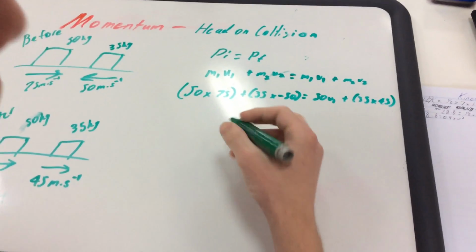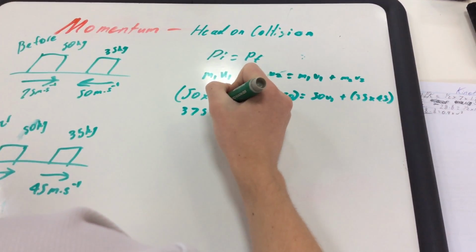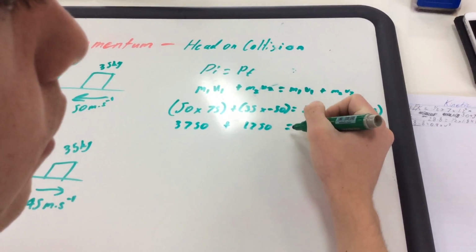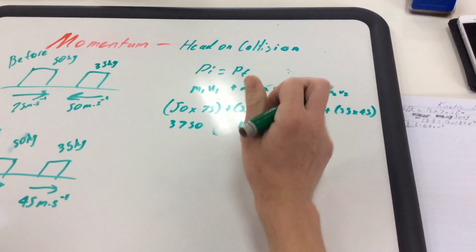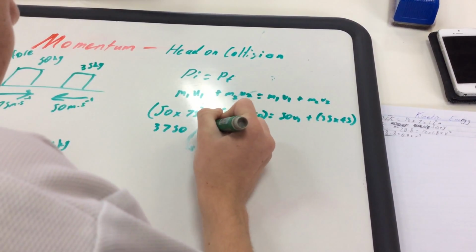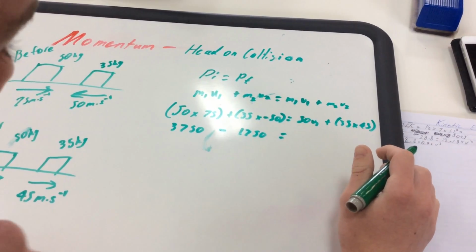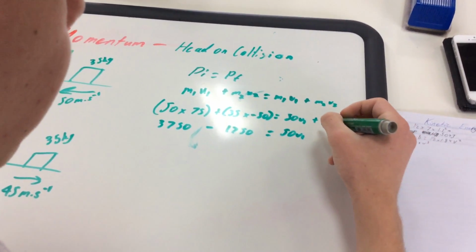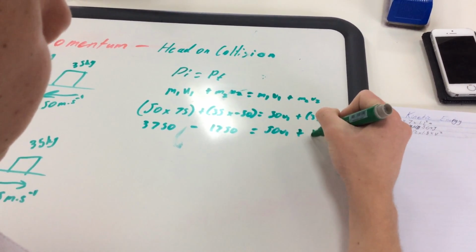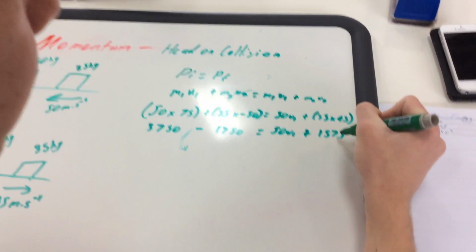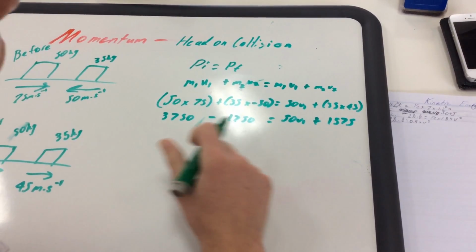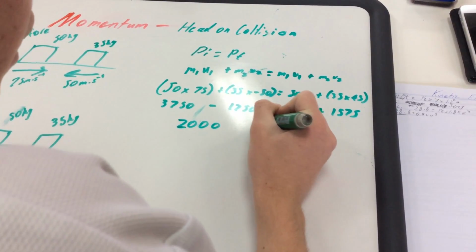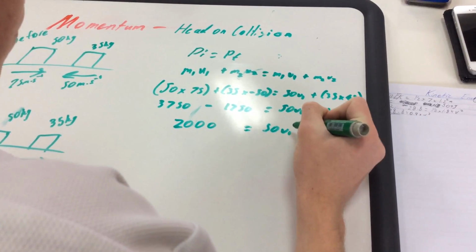If we expand these out, we would get 3,750 plus 35 times negative 50, sorry, again, it's a minus, so we would get minus 1,750. And we still don't know what V1 is, so we'll keep that as 50 V1, and that is plus 1,575. Completing the equation on the left side, we should get 2,000 spot on, and that is equal to, again, 50 V1 plus 1,575.